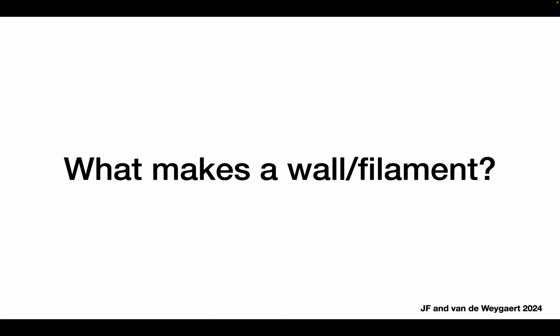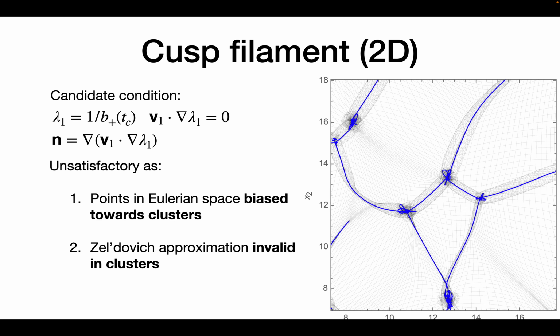So now finally let's address the real question. What makes a filament, what makes a wall? If you take the cusp conditions, then they take this form, where the formation time, the cusp condition and the orientation. And this works quite well to some extent. So you see on the background the N-body simulation, in blue you see the constraints.